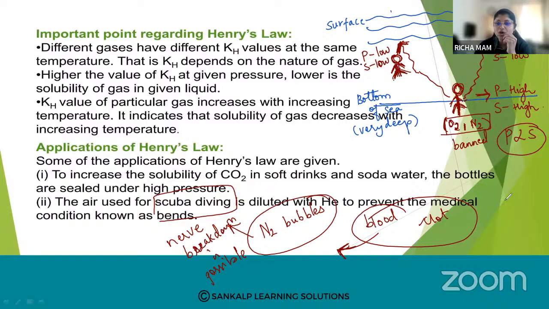So what is done? The cylinder containing oxygen along with helium is used nowadays by scuba divers, because helium is less soluble in the bloodstream as compared to nitrogen. So we are making use of oxygen plus helium. As you know, in the deep sea the pressure will be high as compared to that at the surface of the sea.